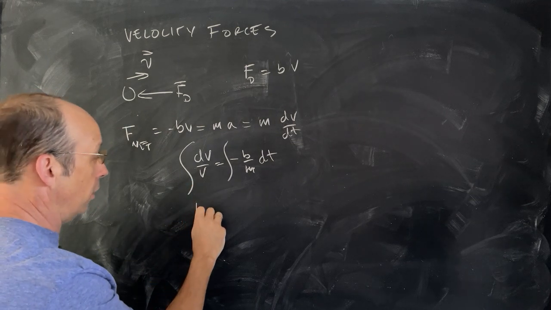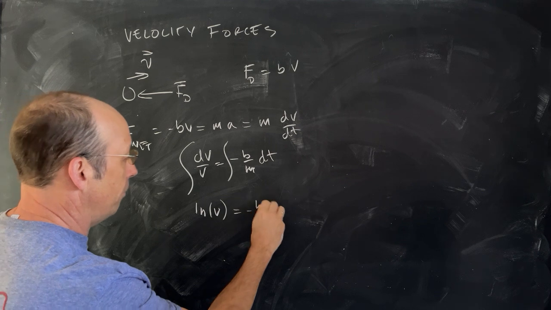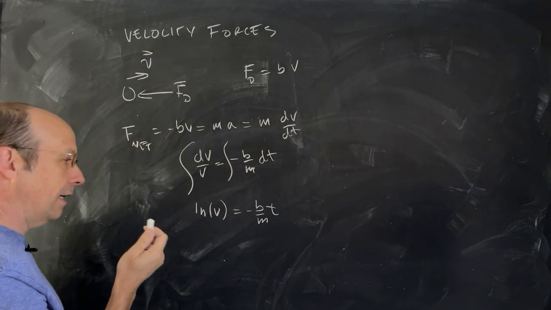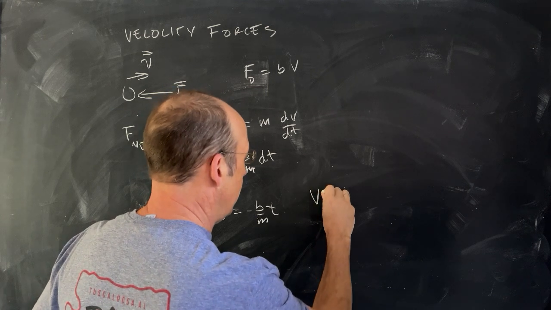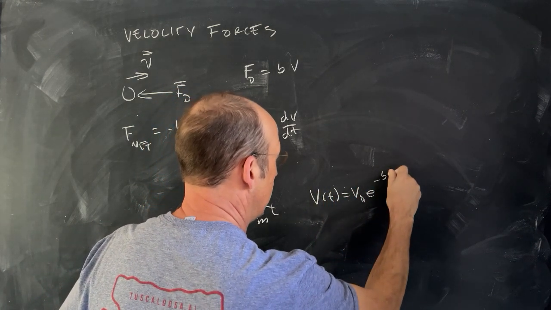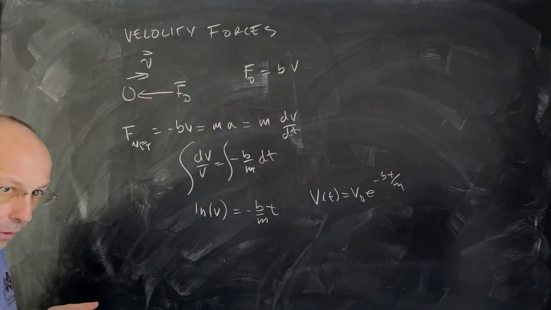Because this is the natural log of v, which doesn't make sense just yet. And this is negative b over m t. But then if I use my initial conditions and take the exponent of both sides, I get v as a function of t is the initial velocity times e to the negative b t over m. But I'm not going to do all these problems. I'm just telling you where that one comes from.